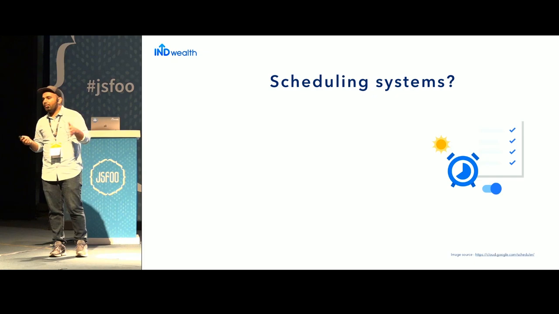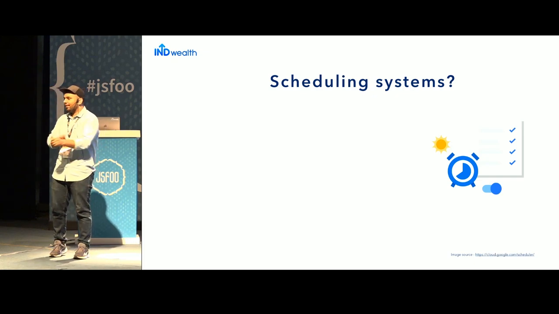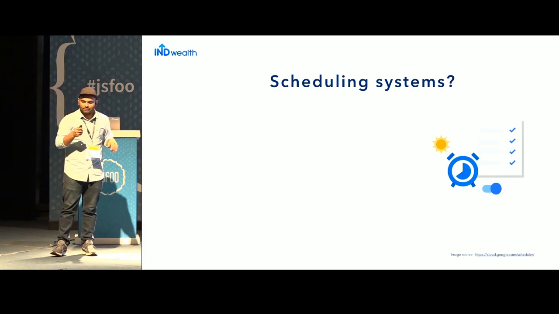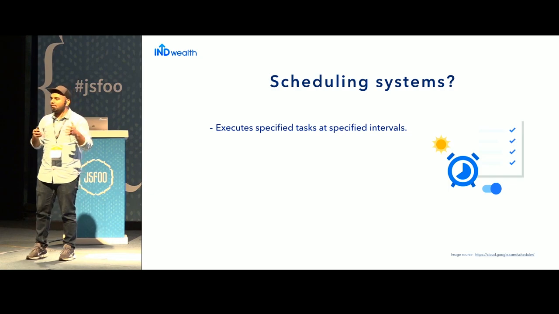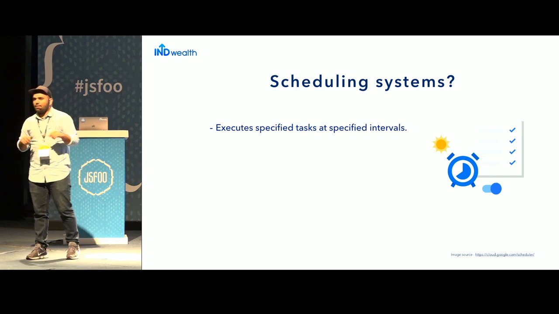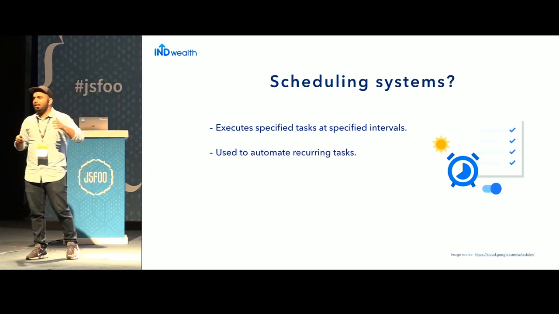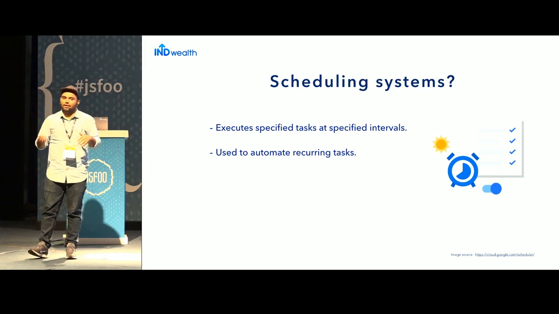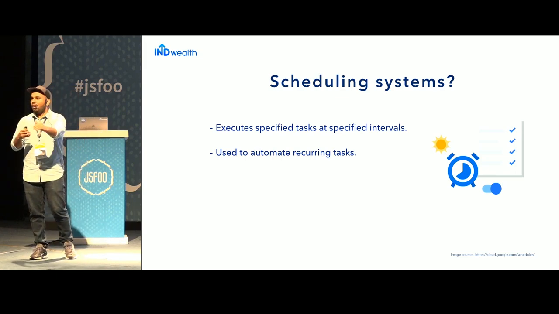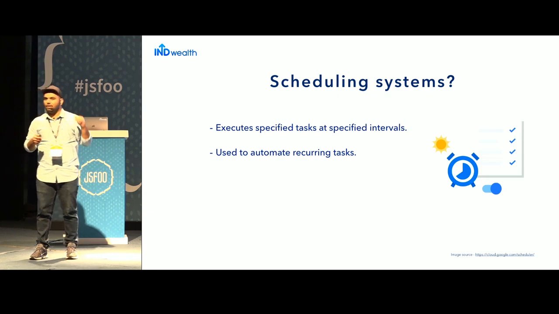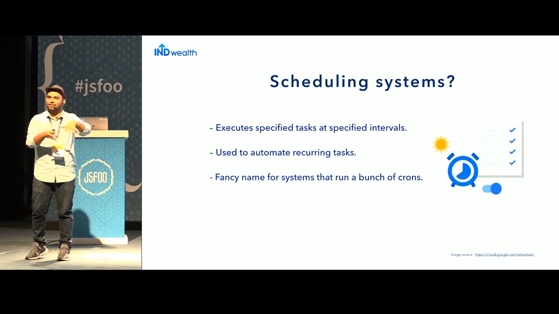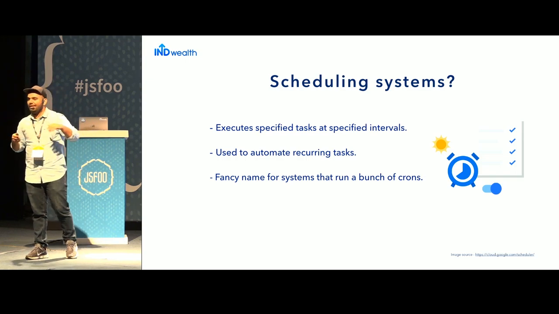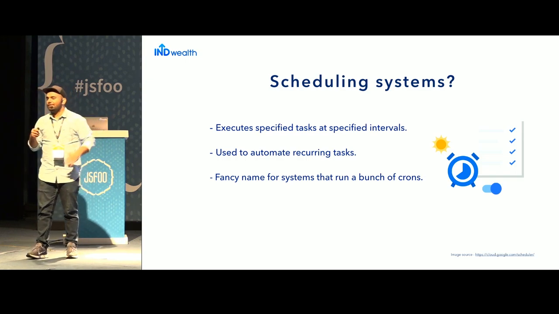Since we're going to talk about building painless scheduling systems, let's define what a scheduling system is in our context. It's basically a system that allows users to execute specified tasks at specified intervals. These tasks are recurring tasks that you'd like to automate. You know that they are bound to happen again after a certain interval. In most cases, it's just a fancy name for a system that runs a bunch of crons with an orchestration layer on top. So that, for us, is a scheduling system.